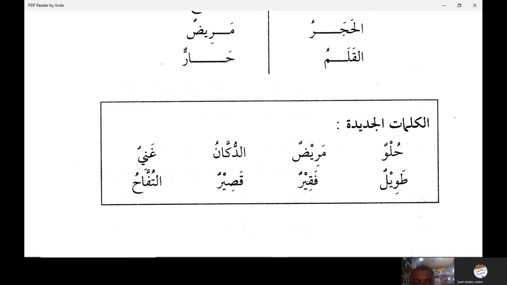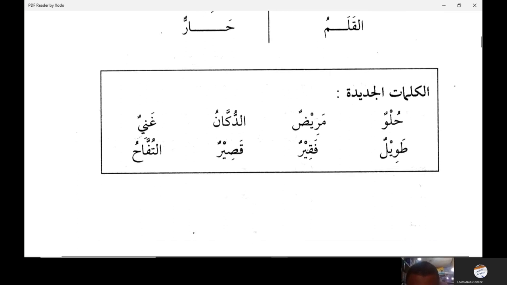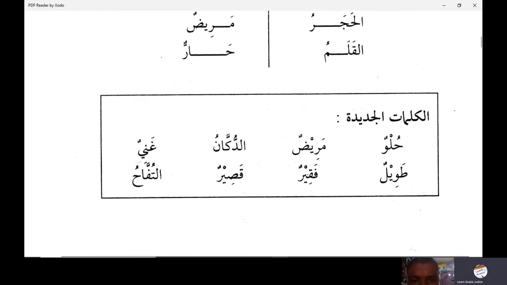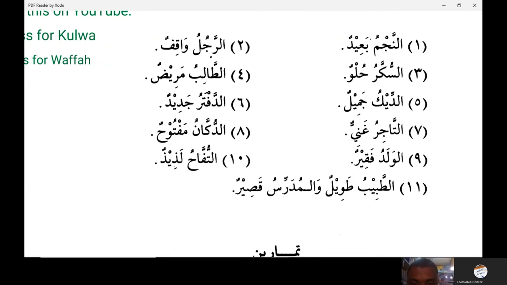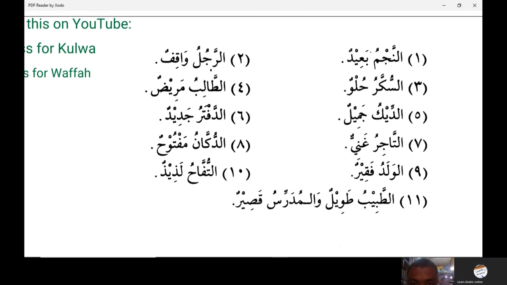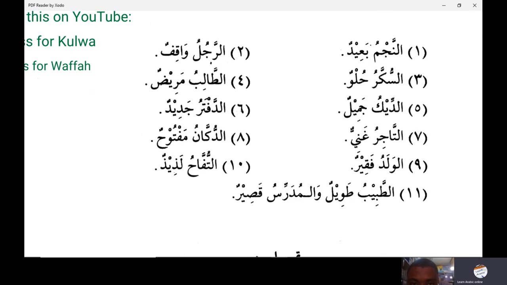Hulwun. Maridun. Dukanun. Ghaniyyun. Tawilun. Faqirun. Kathirun. Tufahun. What is the meaning of this tufahun? At-tufaha, the apple. An-najmu ba'idun. Ar-rajulu waqifun. As-sukkaru hulwun. At-talibu maridun. Ad-dik jamilun. What does dik mean? The rooster. Dik means rooster.